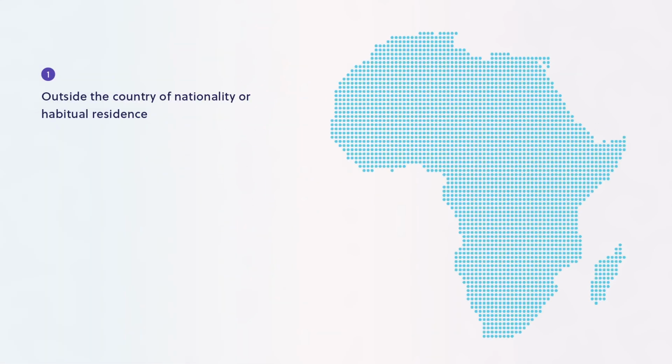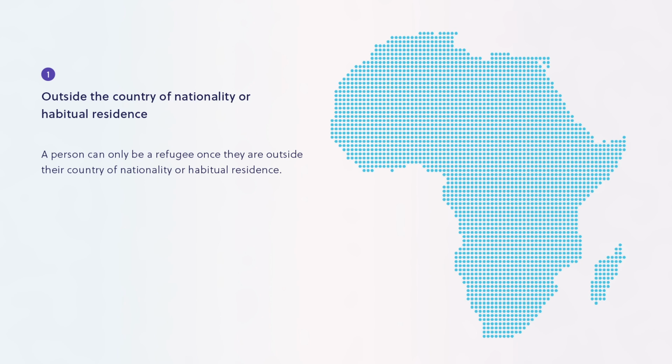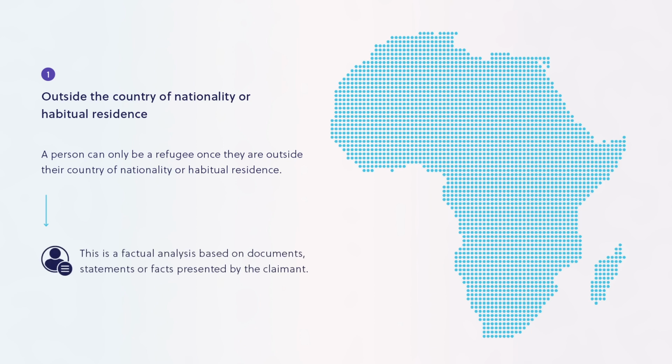Outside the country of nationality or habitual residence. A person can only be a refugee once they are outside their country of nationality or habitual residence. This is a factual analysis based on documents, statements, or facts presented by the claimant.